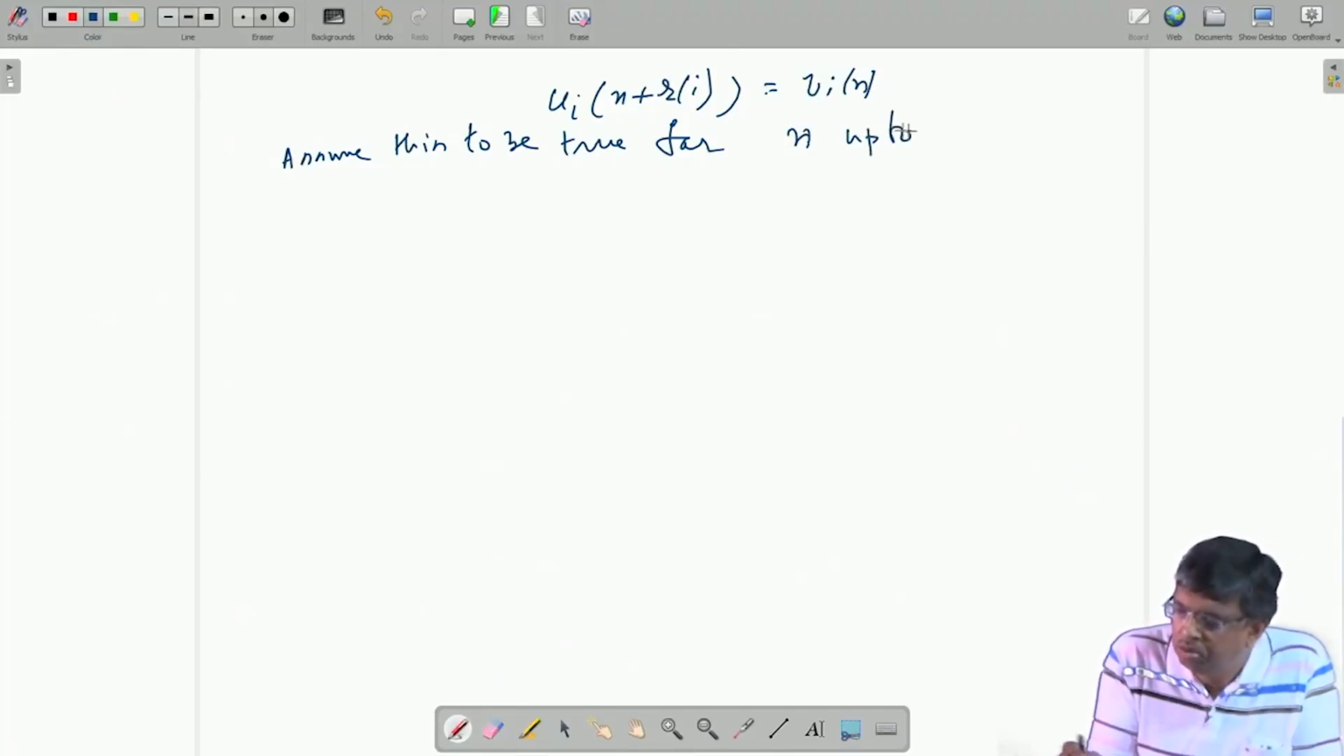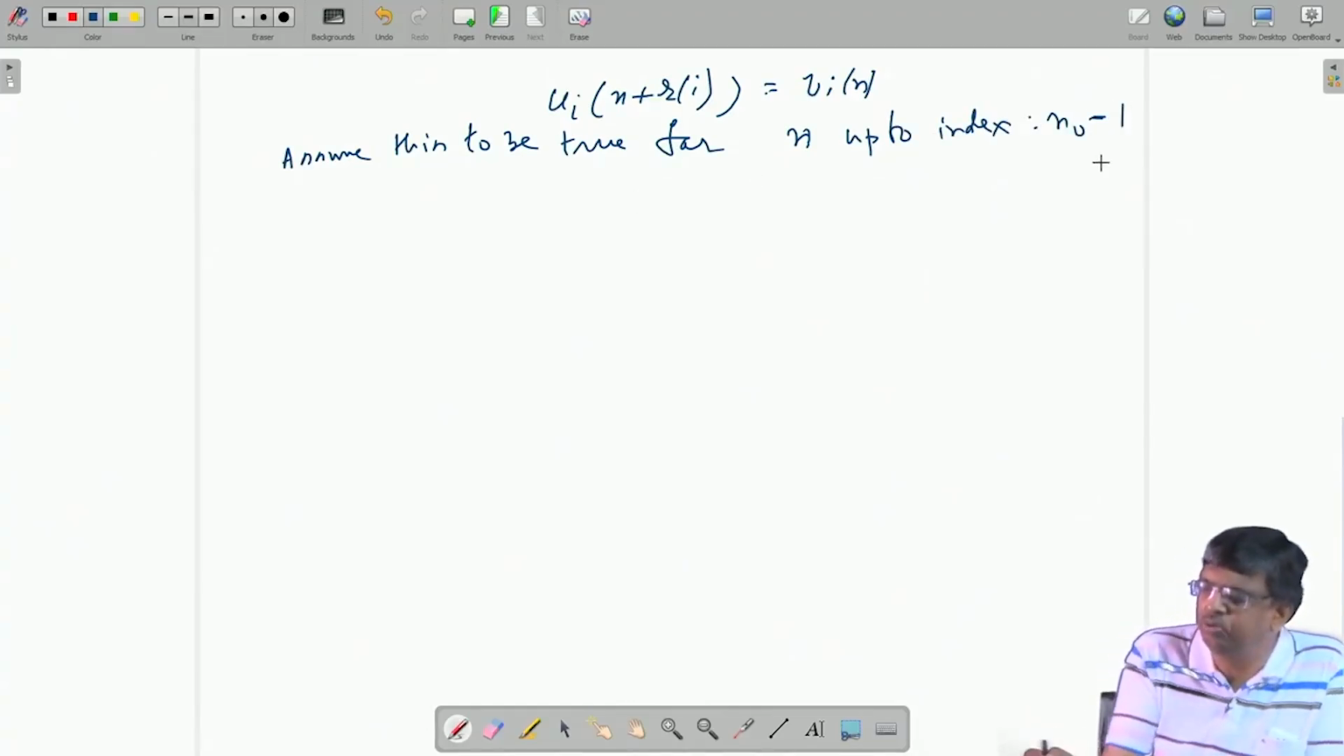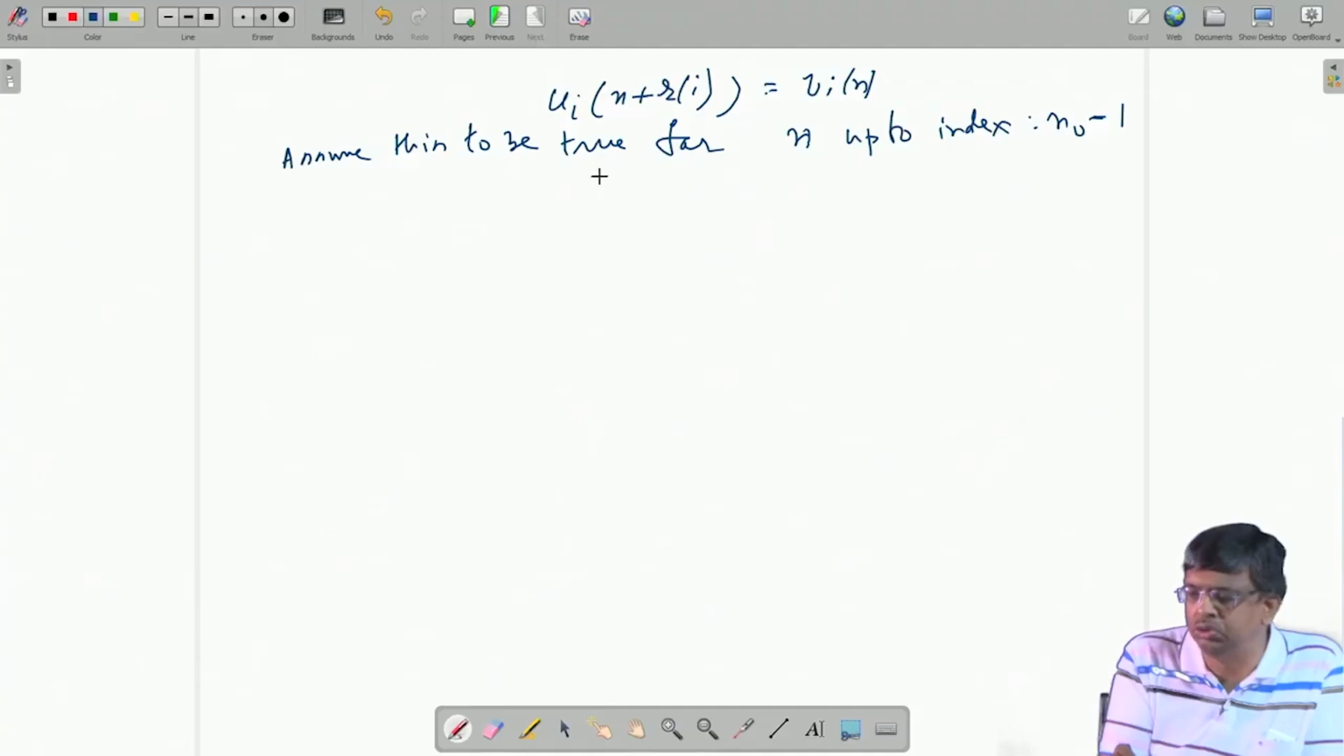up to index some n naught minus 1. This is true for n up to n naught minus 1. That is, if you put n equal to n naught minus 1 here, here also it is true. If you put n equal to n naught minus 2 here, here also it is true, and like that.